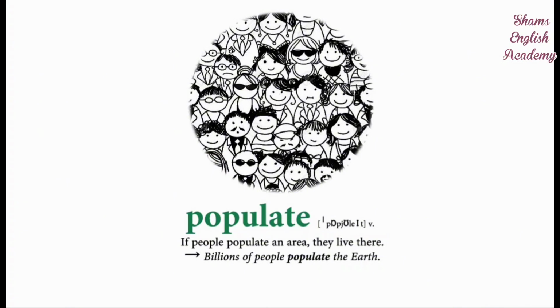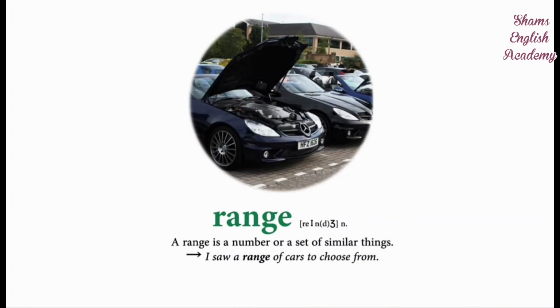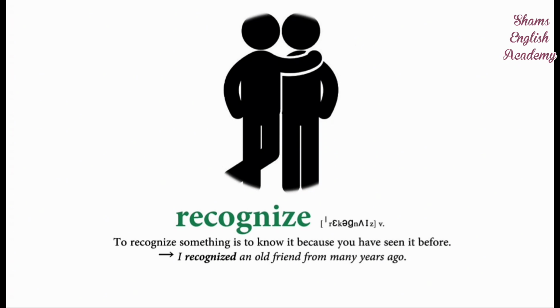Populate. If people populate an area, they live there. Billions of people populate the earth. Produce. To produce something is to make or grow it. This tree produces apples every year. Range. A range is a number or a set of similar things. I saw a range of cars to choose from. Recognize. To recognize something is to know it because you have seen it before. I recognized an old friend from many years ago.